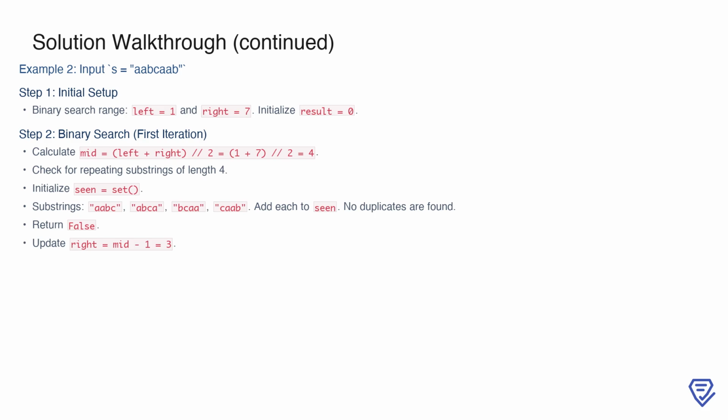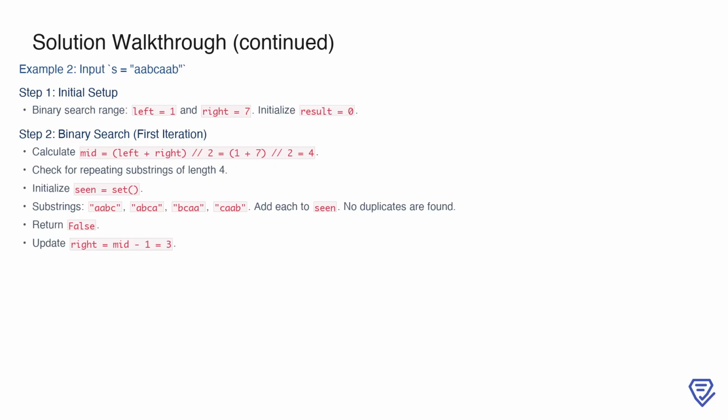Now, let's consider another example with the input string s equals abcabca. For this input, we begin by setting the binary search range with left equal to 1 and right equal to the length of the string, which is 7. We also initialize result to 0.